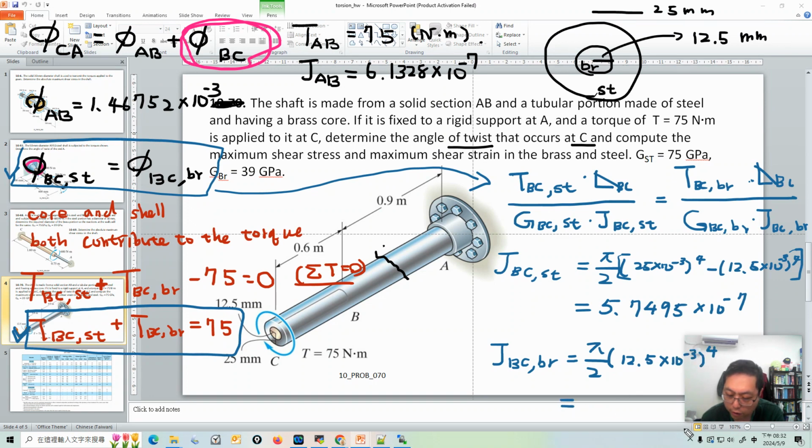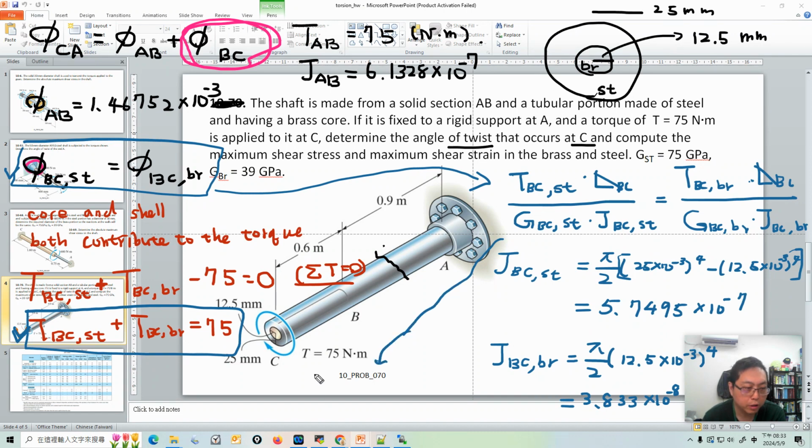So what's the value of this? I just give you the value directly. My result is 3.833 times 10 to the power minus 8. Check it by yourself. Okay, and then we already know the G_ST, the shear modulus for steel, and the shear modulus for brass, so we can put some numbers here. After all, we will have the equation like this.